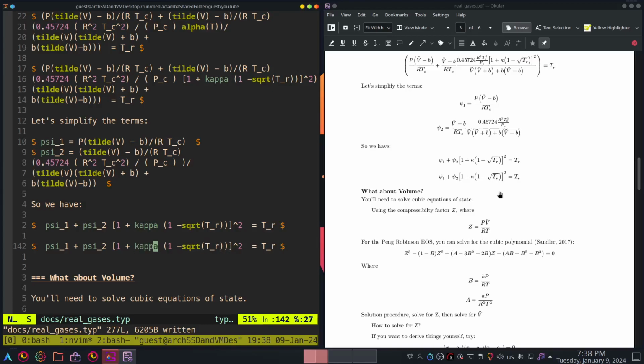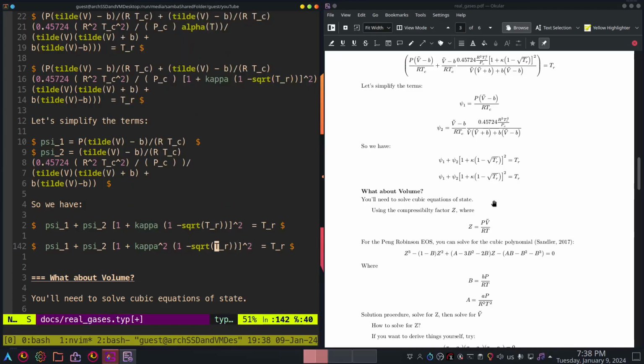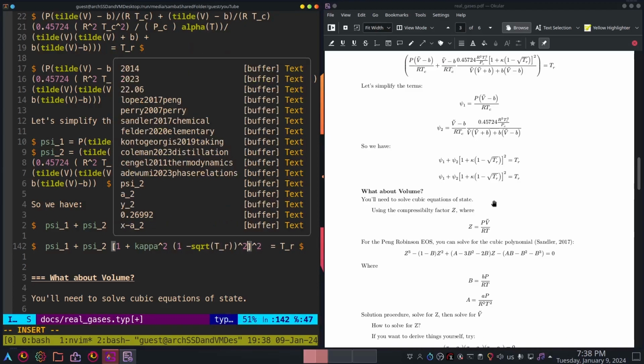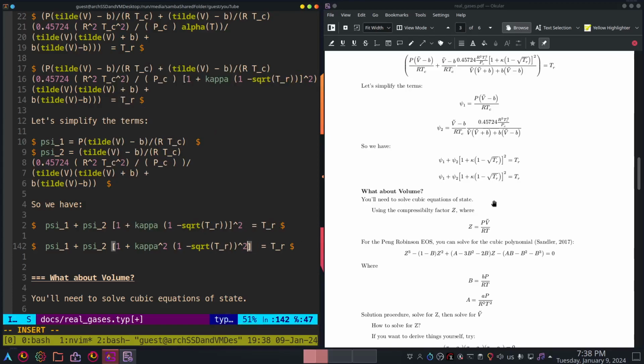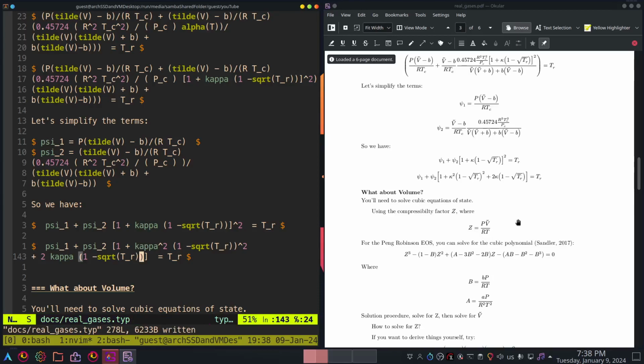So 1 plus 1 square plus kappa square, whatever the tr square is. I'll have to do this like so. And then I need to have a 2 kappa term. 2 kappa, 1 minus square root tr.